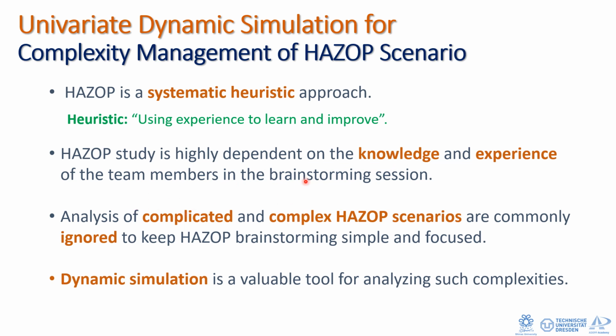Analysis of complicated and complex HAZOP scenarios are commonly ignored to keep HAZOP brainstorming sessions simple and focused. Actually, the heuristic approach fails for the complicated and complex HAZOP scenarios, which need a dedicated analysis to understand the responsive process to cases such as multiple failures or domino effect. These cases should be scrutinized by the appropriate dynamic simulation to provide an objective basis for the HAZOP brainstorming. Please note that domino effect in the context of HAZOP means that the consequence of a node is propagated to other nodes. Now let's see how simulation analysis works in the Ignition platform.